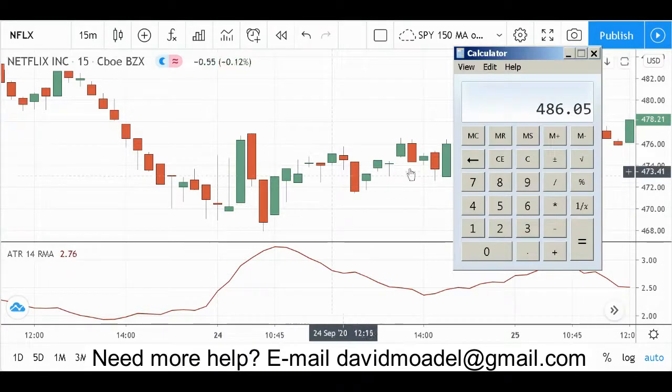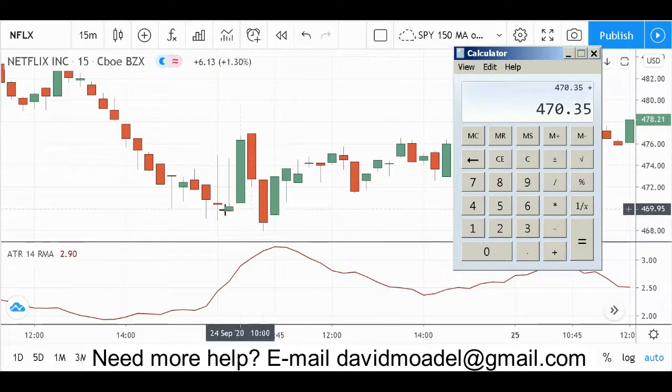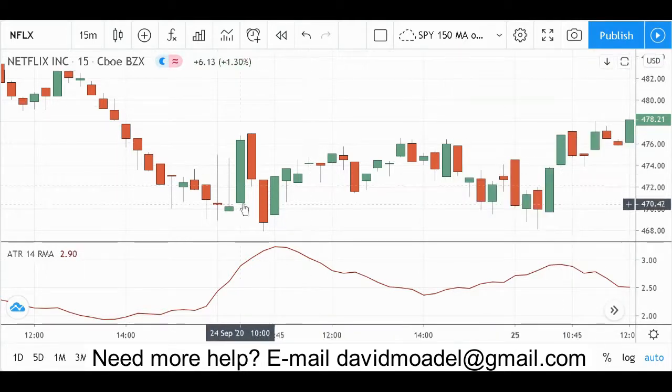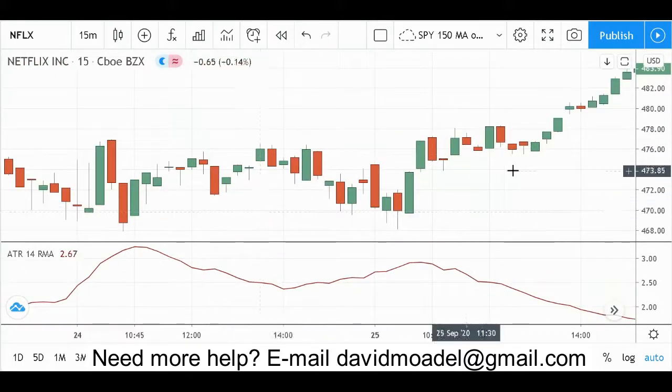470.35. That's where it closed the next day. Then you would add, under that same candle at the end of the day, whatever the average true range is, 2.43. I'm adding $2.43. And there's my trigger number. Once again, 472.78. If it goes above that the next day, I would take a long position, 472.78.